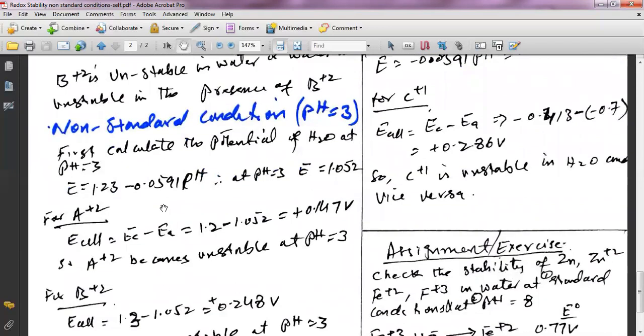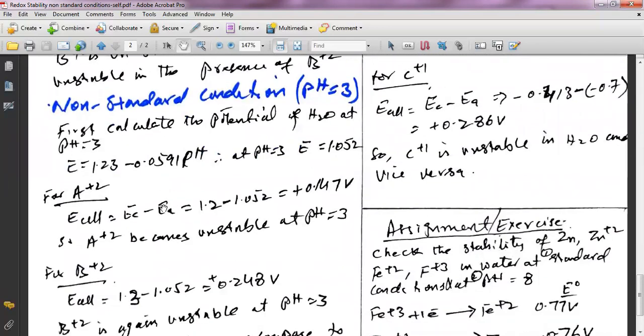So let's move to the non-standard condition. This is very important. For the non-standard condition, let's suppose the pH is 3. You first have to calculate the cell potential of water at pH 3, and you can use this formula as we have derived before. E is equal to 1.23 minus 0.0591 pH. At pH 3, you can calculate by putting the pH value 3 and multiplying, and it will give you the value of 1.052.